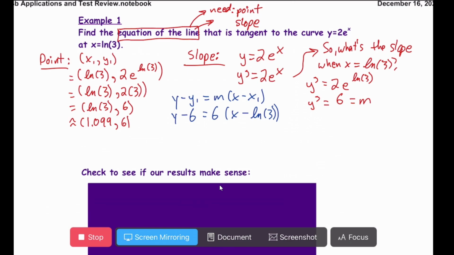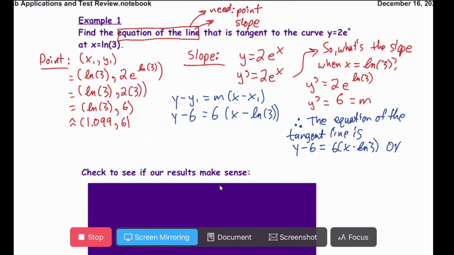So let's make a conclusion and make sure we've actually answered our question. Therefore, the equation of the tangent line is y minus 6 equals 6 times x minus ln 3. Or I can rewrite it as y equals 6x minus 6 ln 3 plus 6. And I could combine these terms and get an approximate value just to put it into y equals mx plus b form. But we want it to be exact, so I'm going to leave the ln 3 in there to represent that exact value. Now let's check to see if our results make sense.